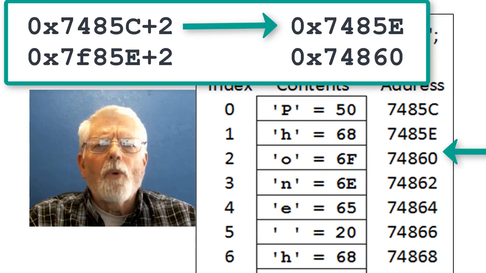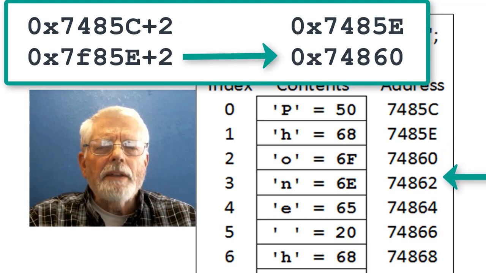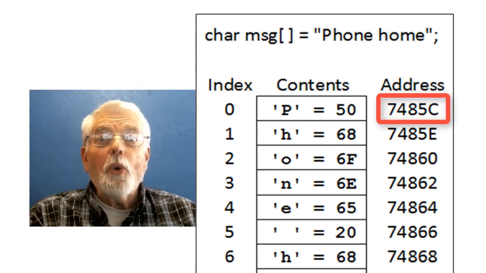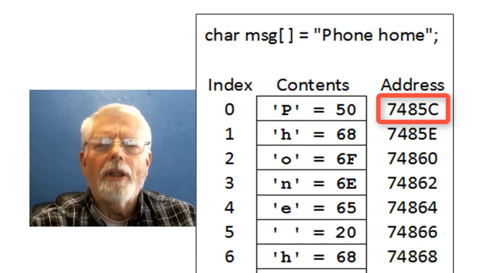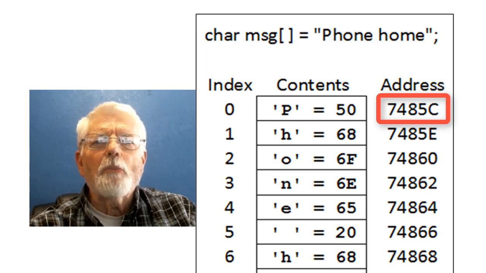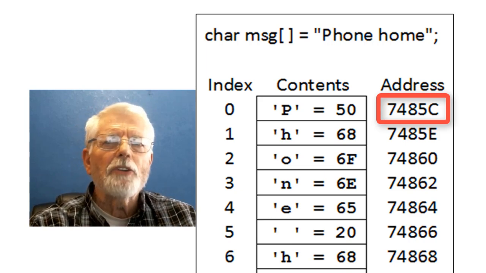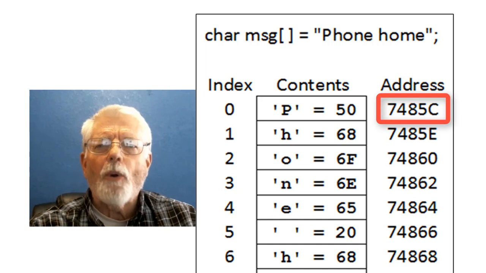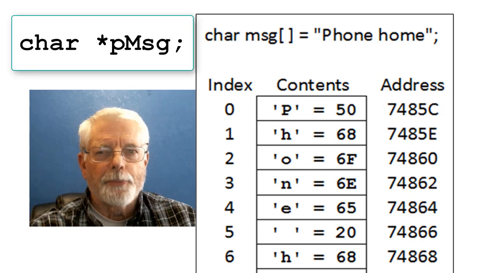Since a Unicode character uses 2 bytes in memory, the addresses increment by 2 for each character. Hexadecimal 7485C plus 2 equals 7485E. Adding 2 again would represent 74860. If you are wondering where the first address of 7485C came from, I made it up. The array for character message will be placed somewhere in memory when the program loads and executes. We normally do not need to know the exact memory address of our data, but it is good to have something to work with when discussing pointers.